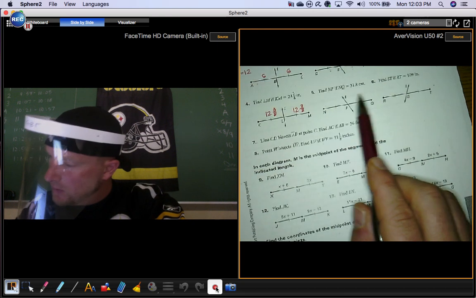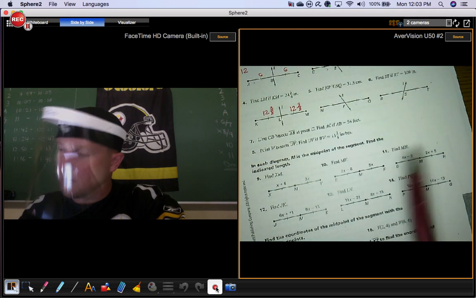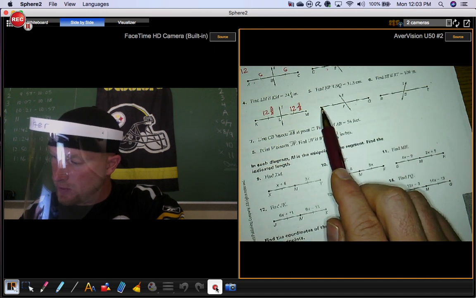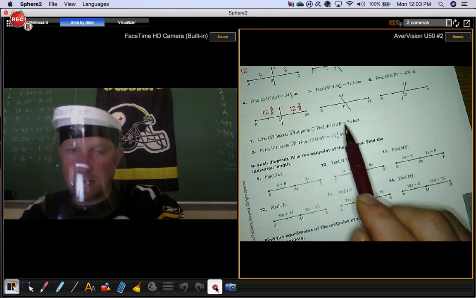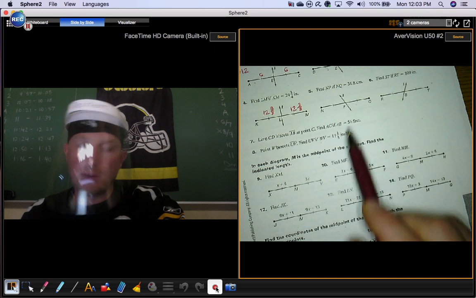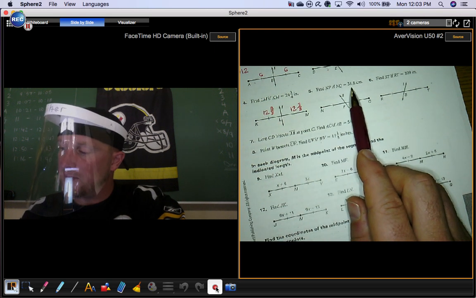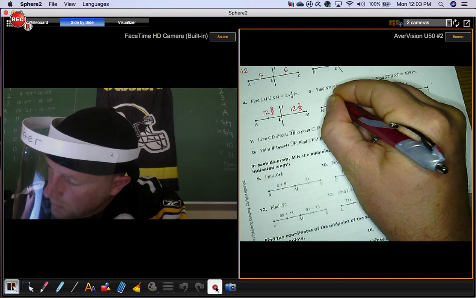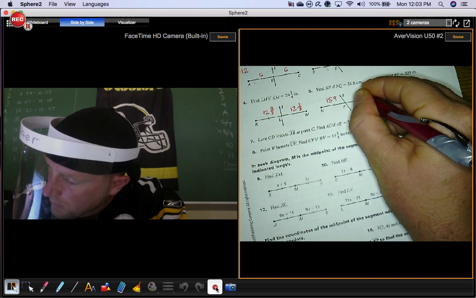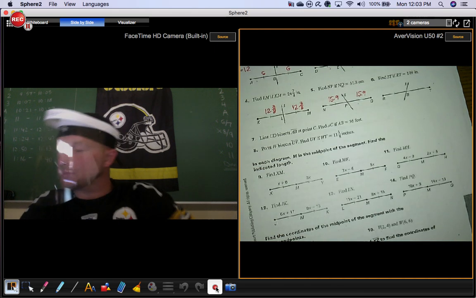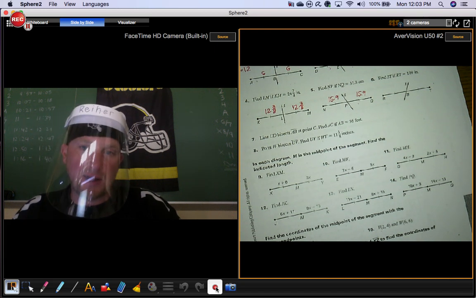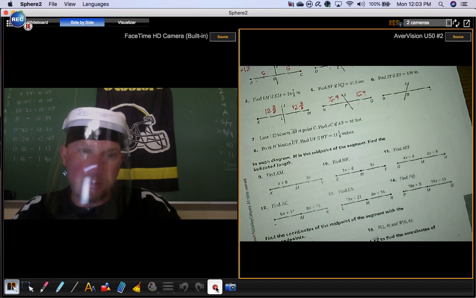Number 5, N to Q. That's the whole thing. It's 31.8. How far is it from N to P? Well, we know these two pieces are the same. So we need to take half of 31.8. Okay, so 15.9 is half of 31.8.